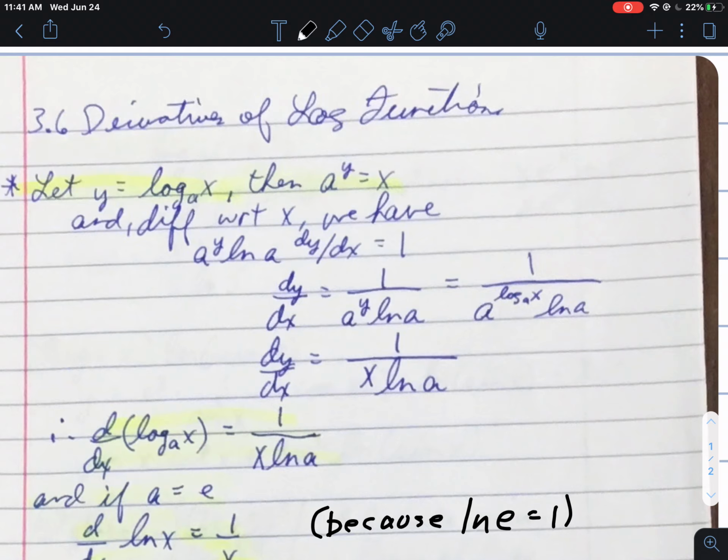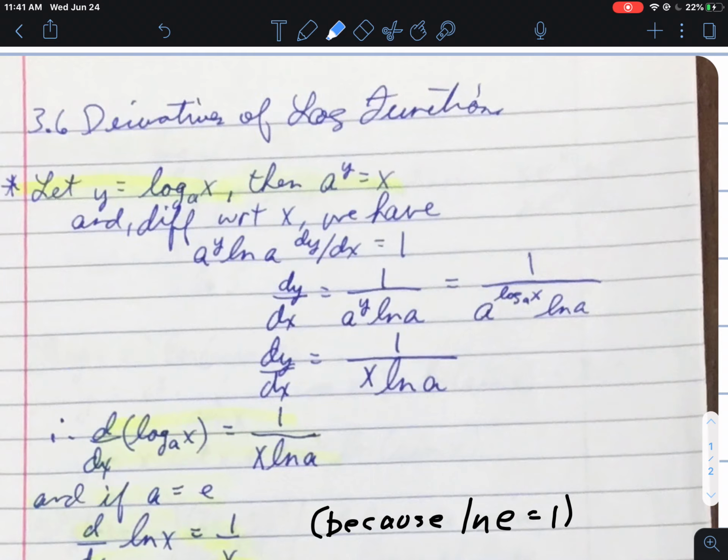But ultimately, just as long as you know how to find the derivative, you don't need to know how to derive it or where it comes from. I like to do that just to show you why these things are what they are. Ultimately, you just need to know how to find the derivative of a log function. So we're going to let y equal log base a of x.